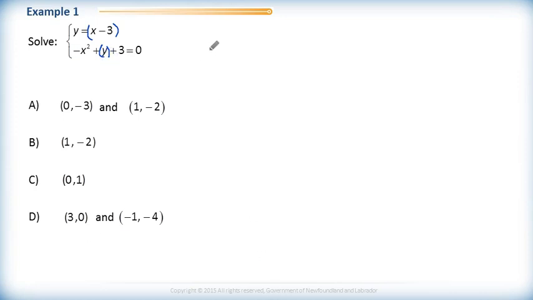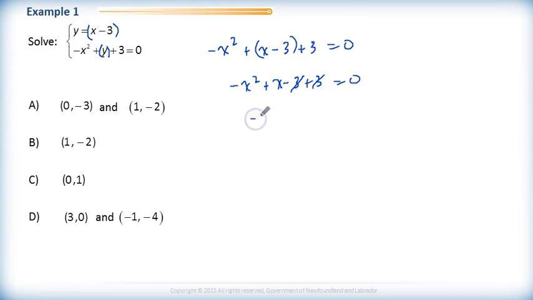Therefore, the second equation right away becomes negative x squared plus x minus 3 plus that 3 that was already out there equals 0. Fixing my bracket there, I now have negative x squared plus x minus 3 plus 3. Those 3's will cancel. And I've got a quadratic. I can take out the common factor of negative x outside of x minus 1 equals 0, making each factor equal 0. I have x equals 0 or x equals 1.